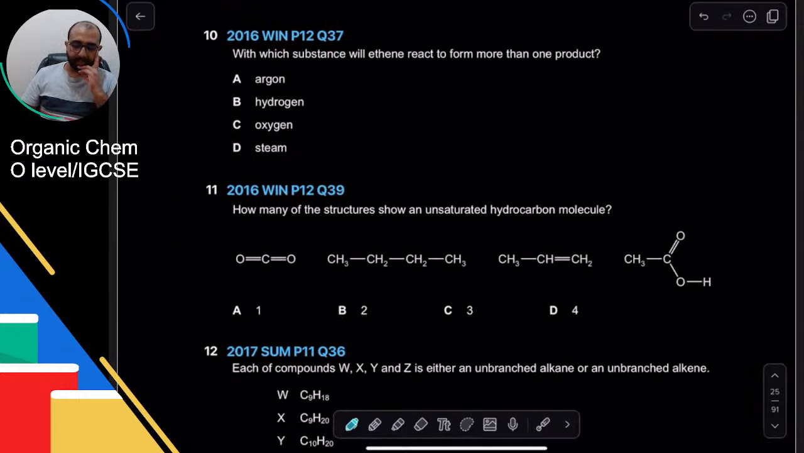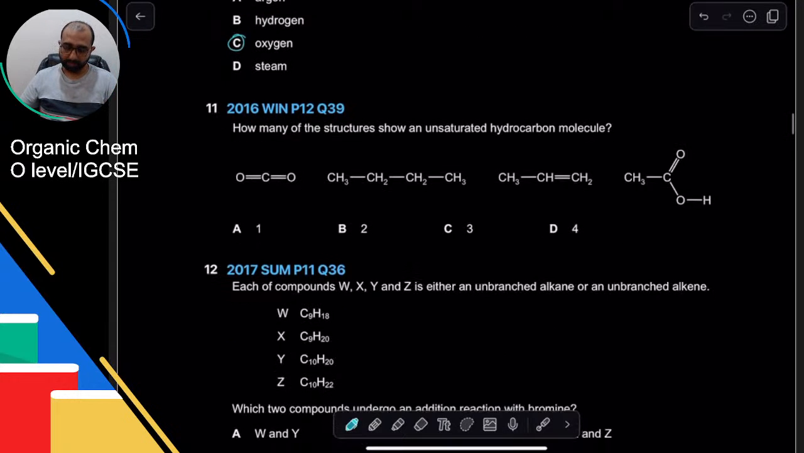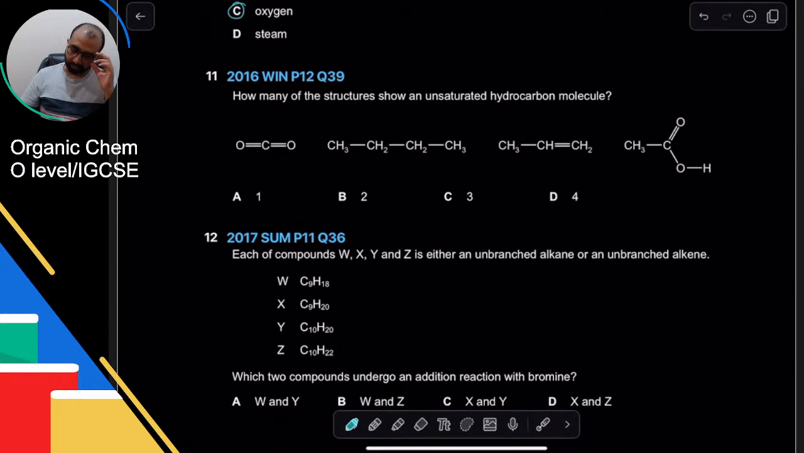With which substance will ethene react to form more than one product? We have seen this is oxygen because it burns, producing carbon dioxide, water, sometimes carbon monoxide, or just carbon as well. How many structures show an unsaturated hydrocarbon molecule? So we have a hydrocarbon, which means there should be no oxygen, and it should be unsaturated, which means a carbon-carbon double bond. Not carbon-oxygen, not carbon-nitrogen, carbon-carbon double bond.